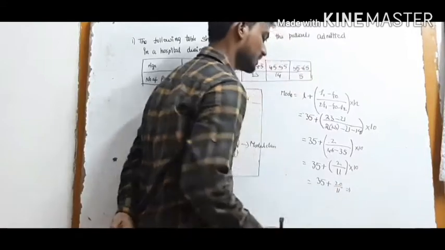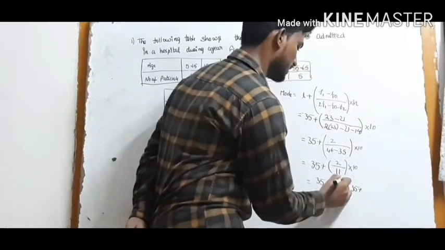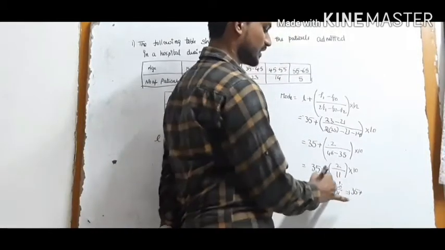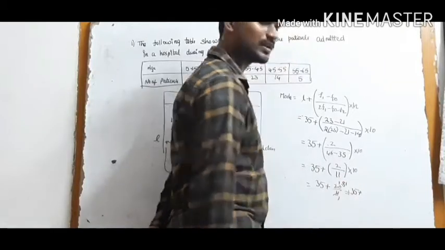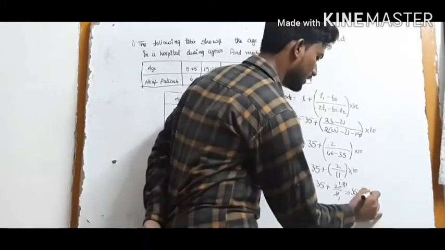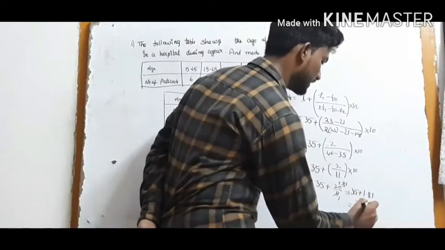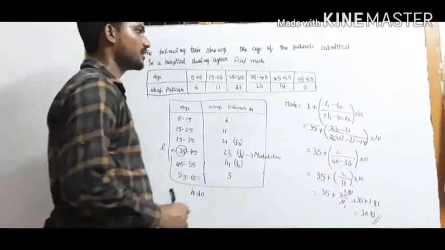You can write this as 35 plus 20 by 11. 11 eights are 88, 20 is there, 11 ones are 11. Approximately that is 1.81. That equals 36.81, which is the mode of this observation.